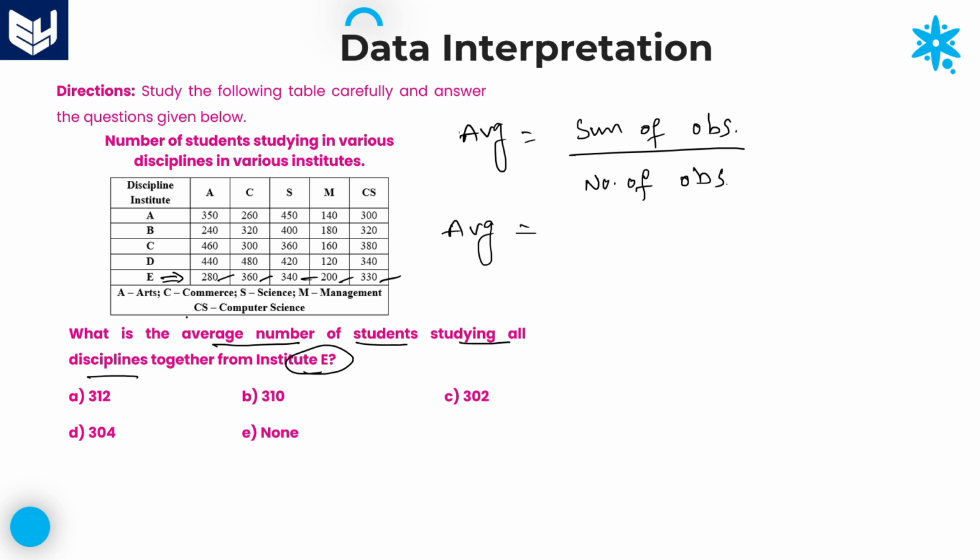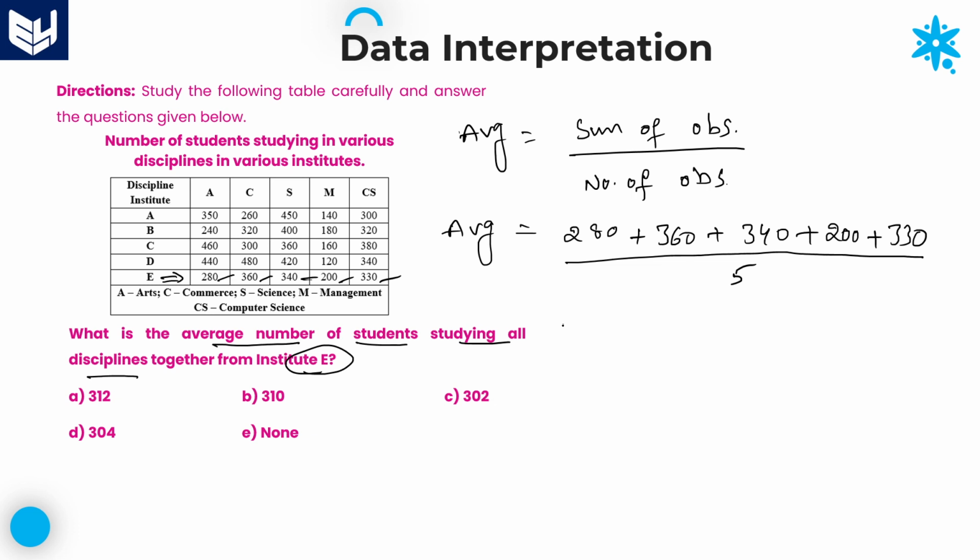Here we are talking about Institute E, that is the bottom row, and from all the disciplines. So you need to add all the disciplines' values, that is arts 280 plus 360, that is commerce, and next science 340, management 200, after that computer science 330. That is the total sum of all the disciplines together divided by the number of disciplines. Here how many disciplines are there in total? 5. That is the denominator value. Now you can calculate the exact value of this one.